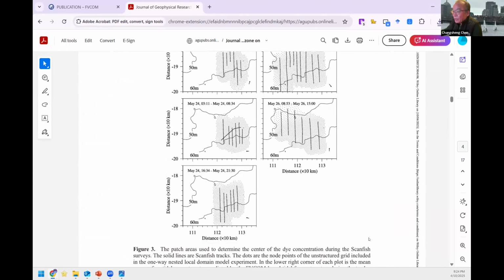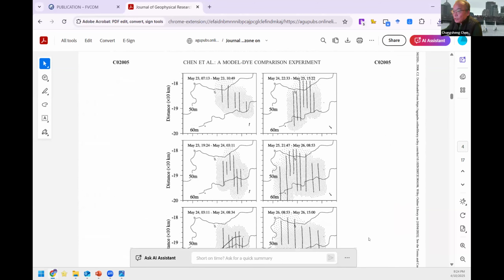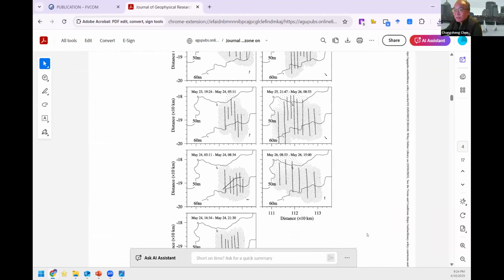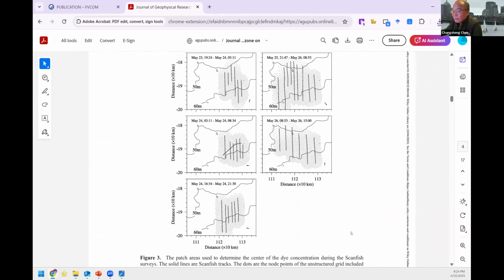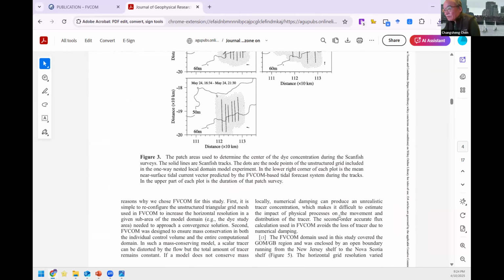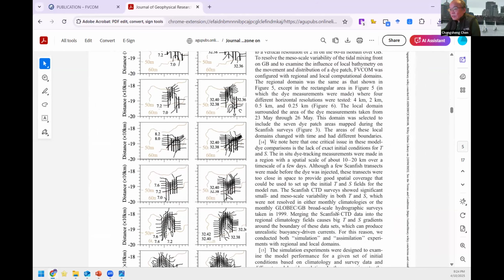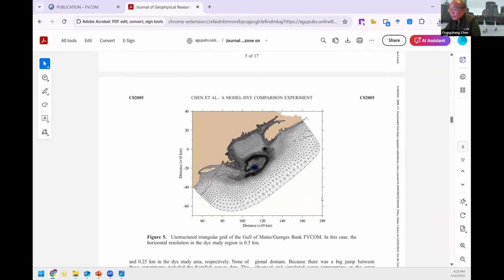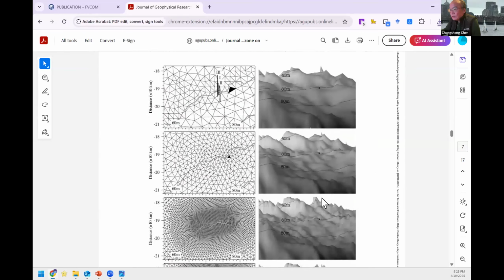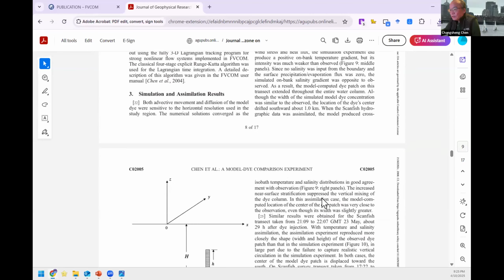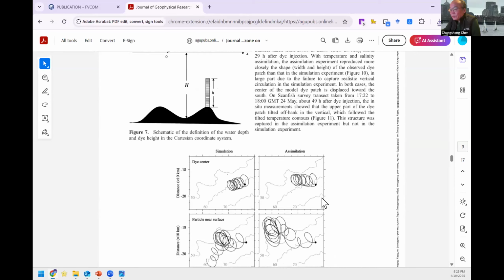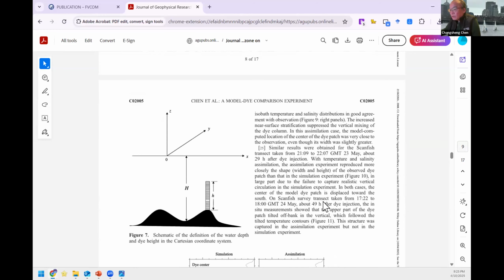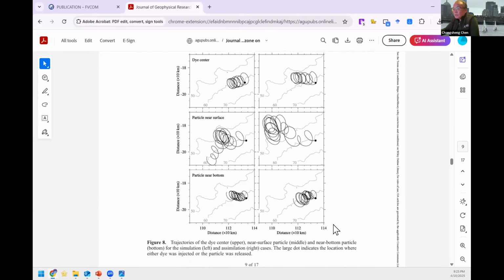You see the dye. We put a dye, then after we put the dye, we get a transect measurement of what the dye looks like, the concentration. Then you go down. This is the temperature measurement that they found. I just want to show the vertical structure comparison with the dye. We do different resolutions in the model, and I show the dye.